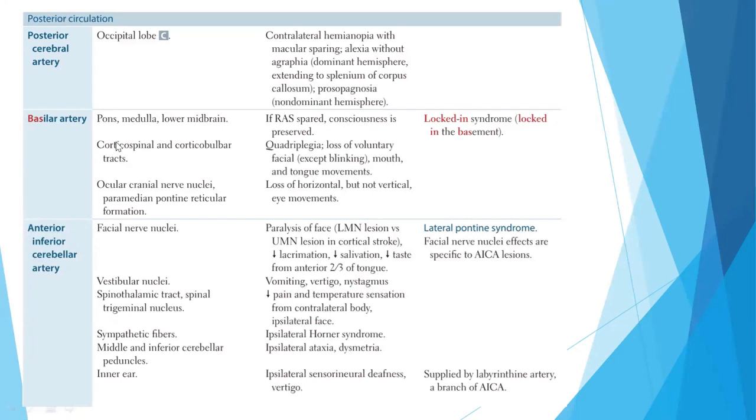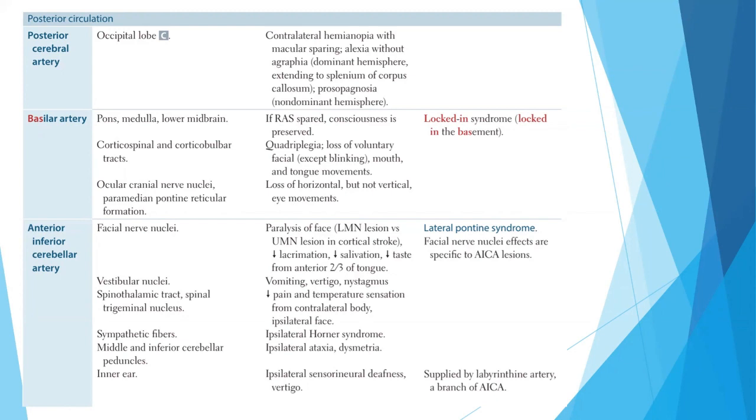Now, the basilar artery may supply the pons, medulla, lower midbrain, okay, and corticospinal and corticobulbar tracts and ocular cranial nerve nuclei. Now, if reticular activation system is spared, consciousness is preserved. Okay, if not, then consciousness may be disturbed. The patient may go into coma. Quadriplegia, and loss of voluntary facial, mouth and tongue movements, except blinking. There may be loss of horizontal but not vertical eye movements.